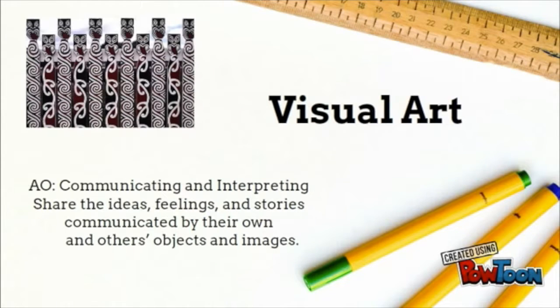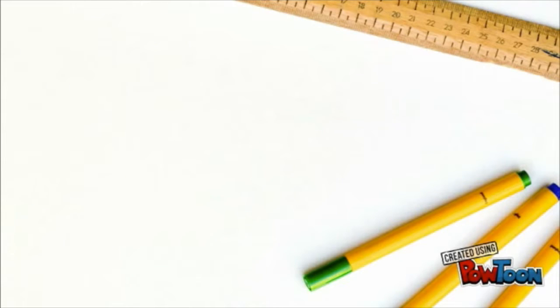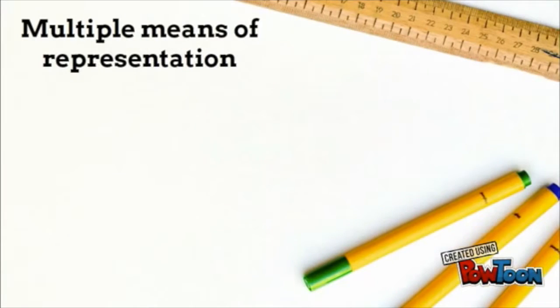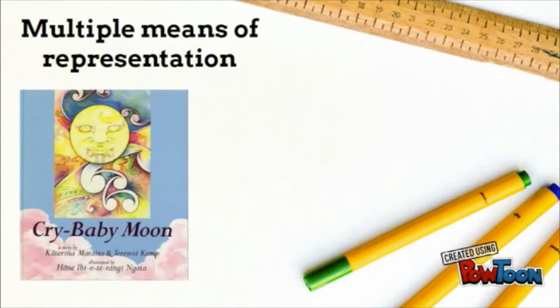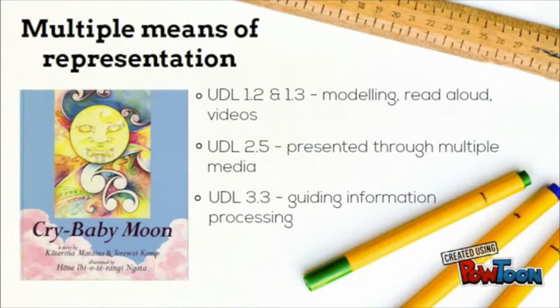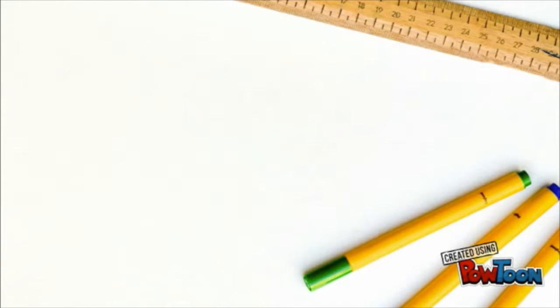The picture book Crybaby Moon and online resources will be used to demonstrate the use of shapes and patterns in Māori culture and storytelling. Multiple means of representation will be addressed through the modelling of shapes and patterns used in Māori art, in addition to a read aloud and video of the focused text and an exploration of relevant resources which provide a context and explanation for a variety of important Māori symbols.